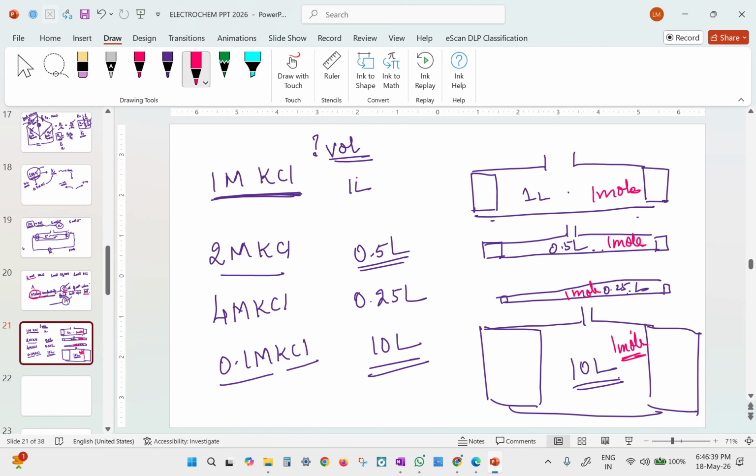So, why did we do these volume calculations? What are these volume calculations? Because these volumes will offer me 1 mole.